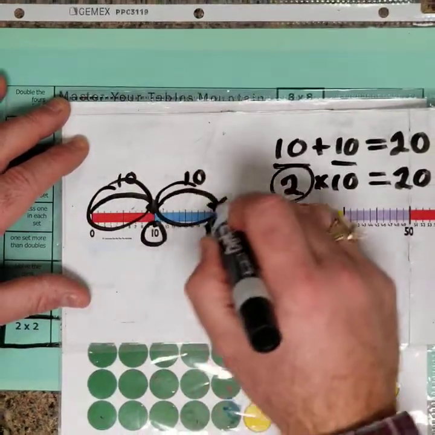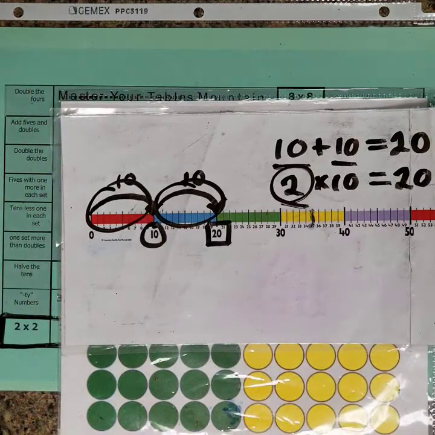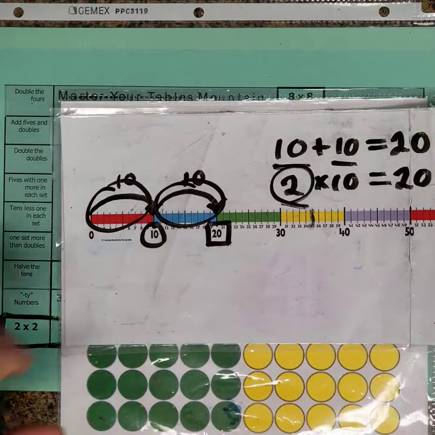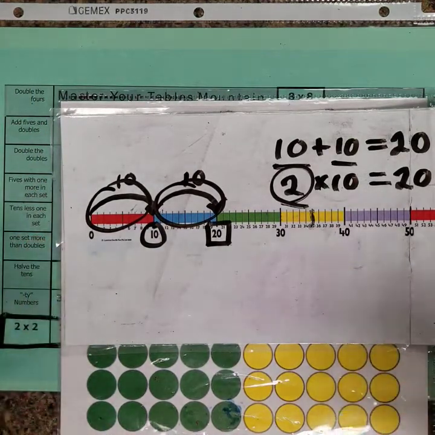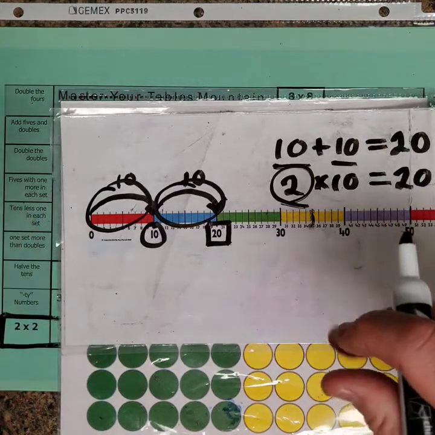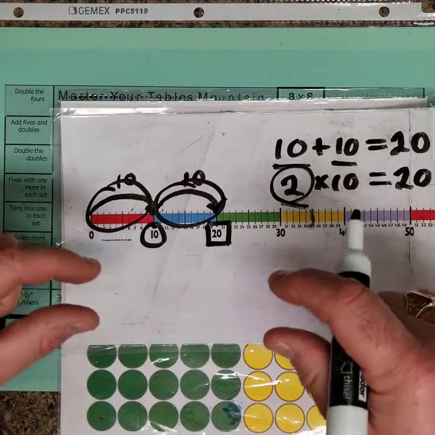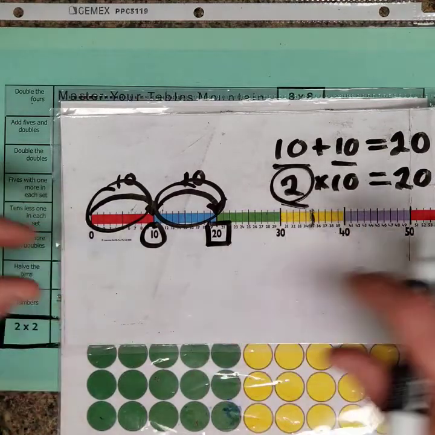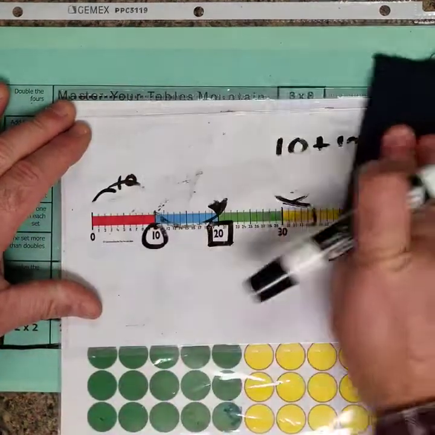1, 2 jumps. And obviously, if we're doing these on number tracks, and Cuisenaire rods and base 10 blocks, you would be having 2 of the same rod, or 2 of the same amount. Okay.